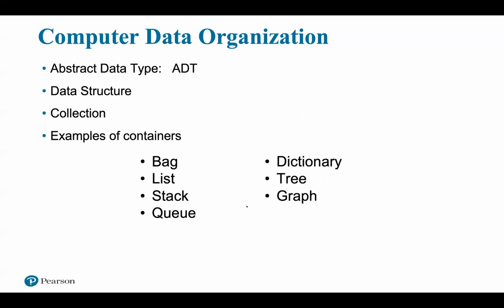So let's now apply that towards computers. Computer programs also need to organize data. They do this in ways that parallel the examples we just cited. So programs can give us a stack, a list, a dictionary, and so forth.